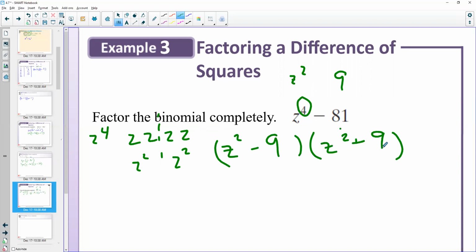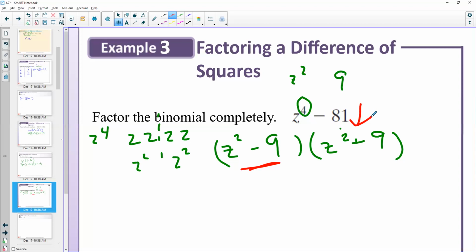Now you have to stop and think for a minute. Are we finished? Well, no, right? Because z squared minus 9 is another difference of squares. Those are both perfect squares. z squared plus 9, remember, I can't factor across a plus sign for perfect squares. That's not going to work.